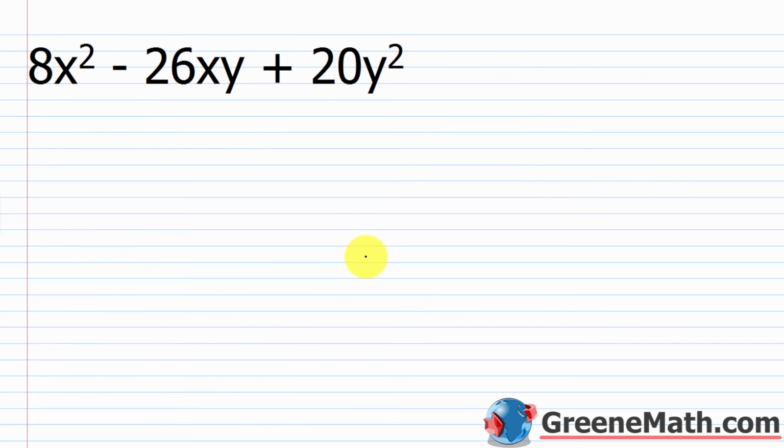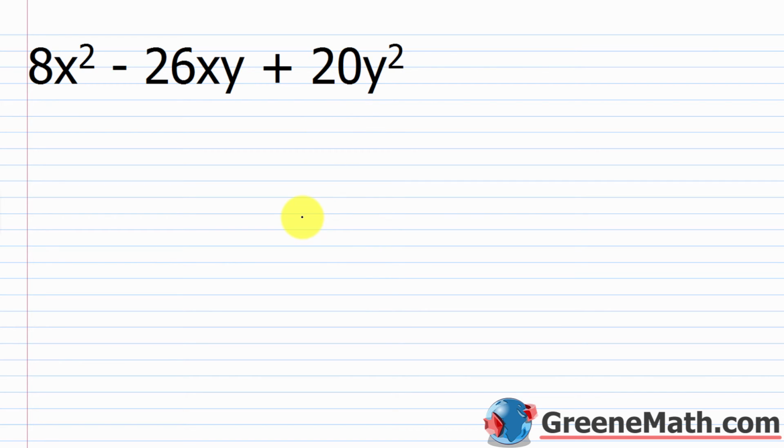All right, for the next problem, I'm going to do something that's a little bit more challenging. A lot of students see these types of problems and they just shut down. And really you shouldn't, because the procedure is the same. It's no more difficult. So let's say you see something like 8x squared minus 26xy plus 20y squared.